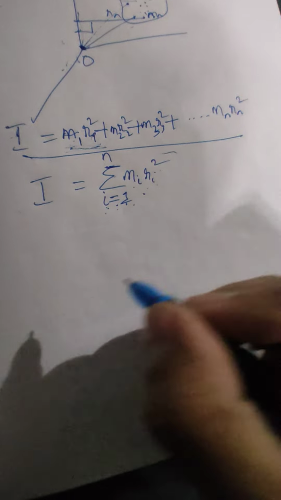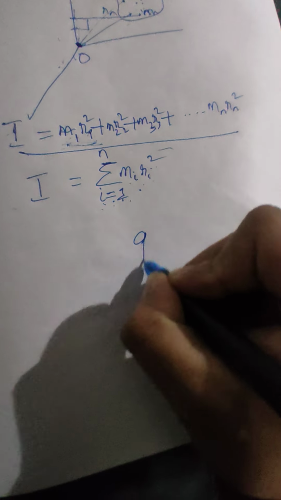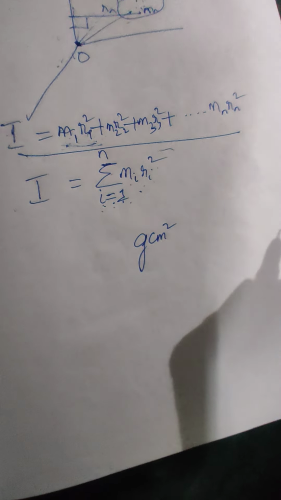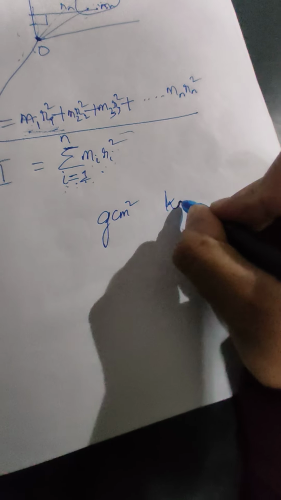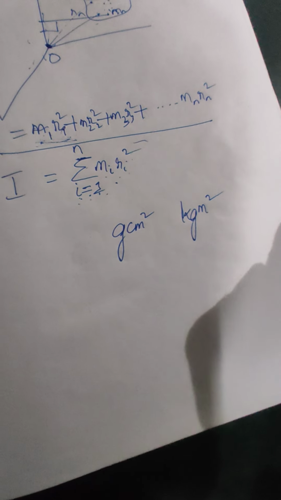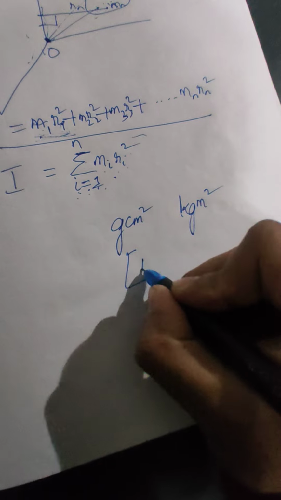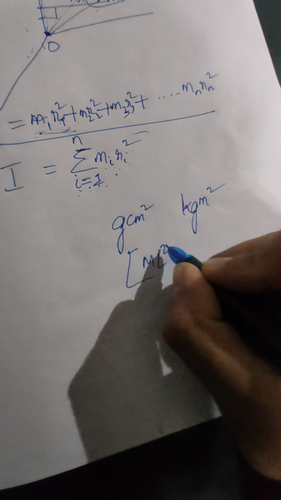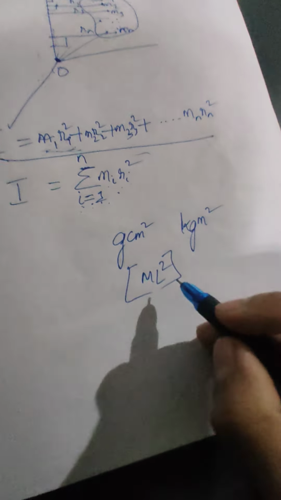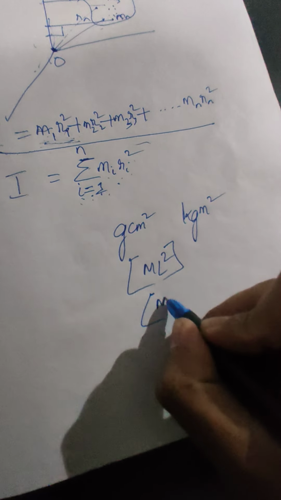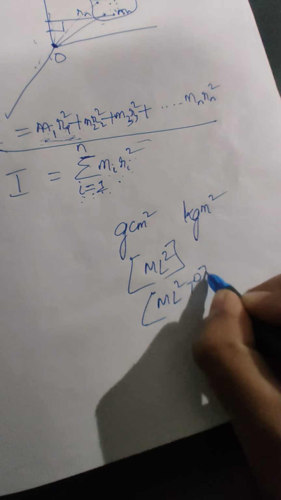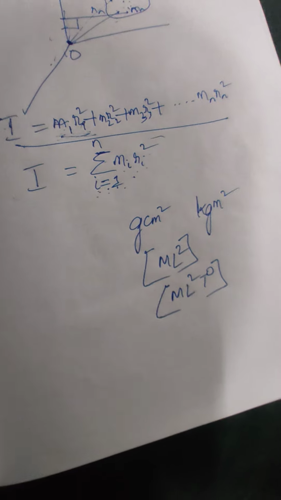The unit of moment of inertia in the CGS system is gram centimeter square, and in the standard system it is kg meter square, and the dimensional formula is M L square. There is no time. If you want to add time, it will be T to the power 0. So this is the dimensional formula.